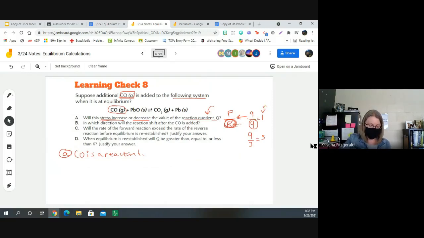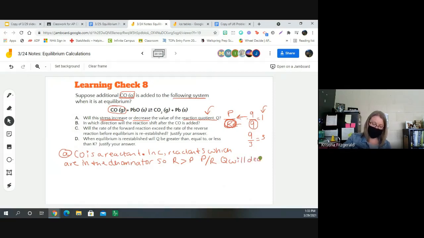So since CO is a reactant, we're just gonna explain what we just tested out. We're gonna increase the reactants, which are in the denominator. So we have more reactants than products. Products divided by reactants, Q is going to decrease. So it's going to get smaller. You kind of have to think really mathematically about what you're dividing.